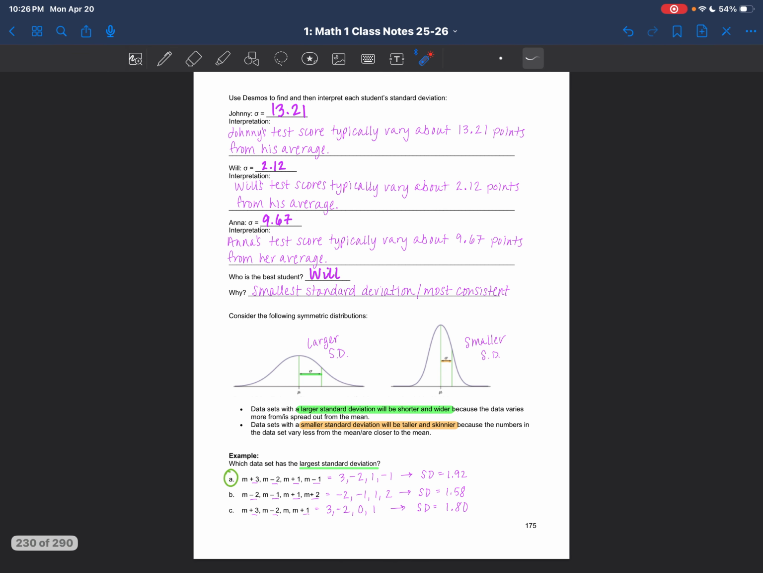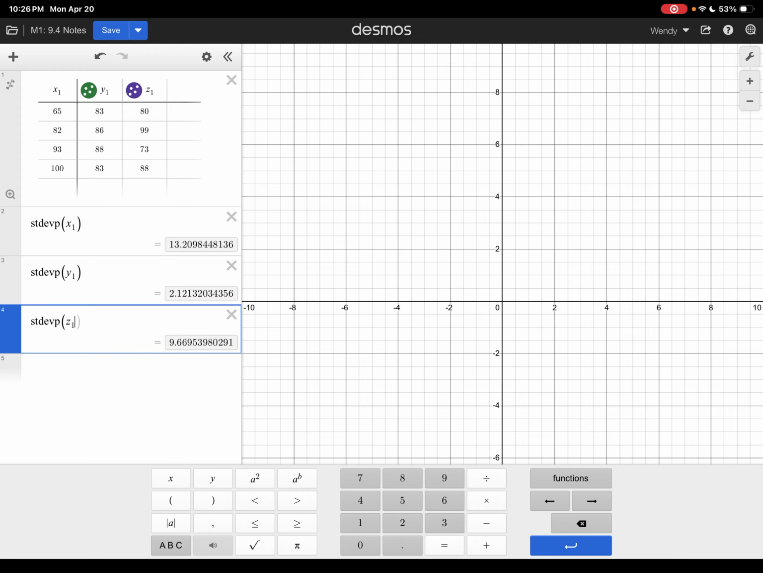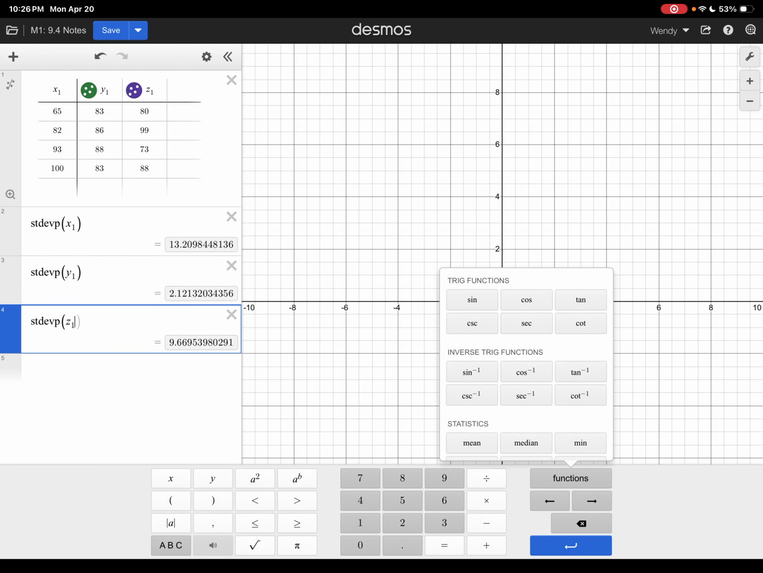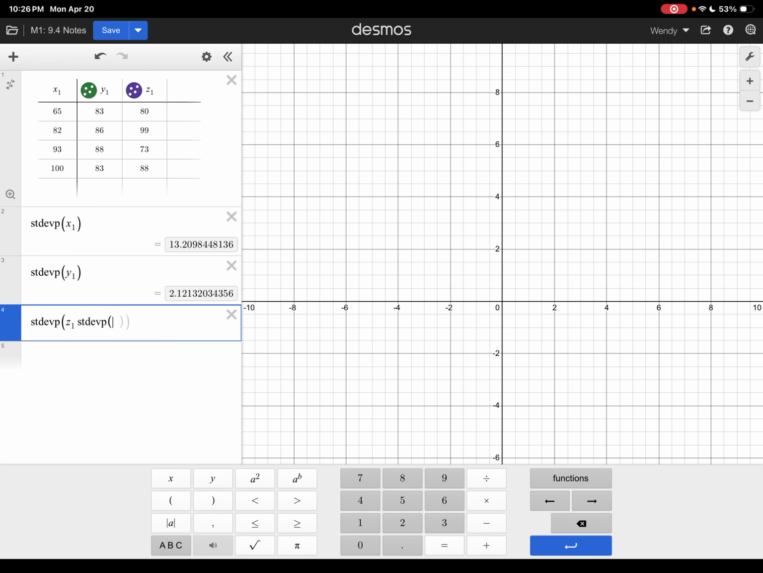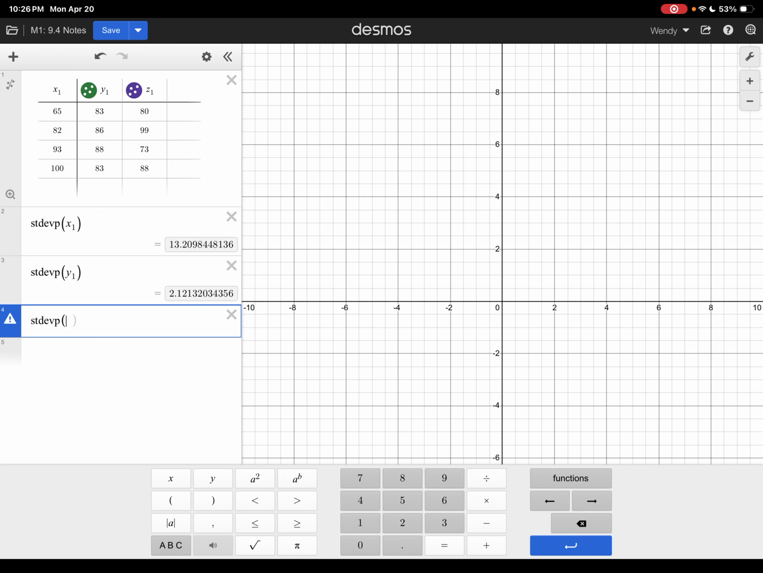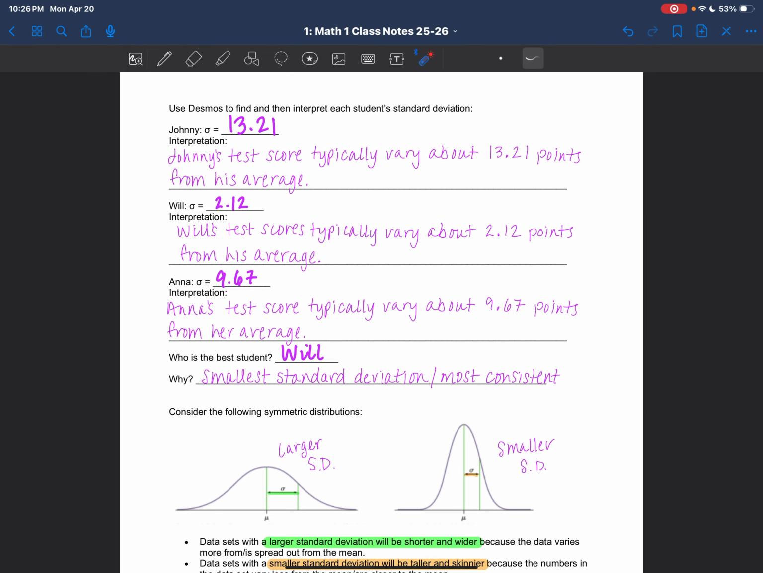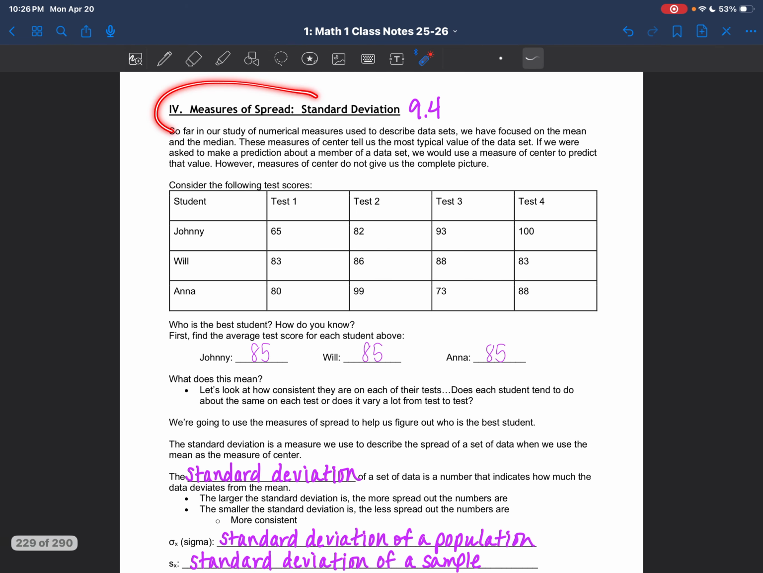All right, so just remember when you're doing standard deviation, if you're using Desmos, you're going to put everything into your column, and then make sure you go to functions and you're doing the correct ST. Oops, got way too many numbers there. And then whatever column you're looking for your data, you can put that in there. All right, and then that is standard deviation, measures of spread.